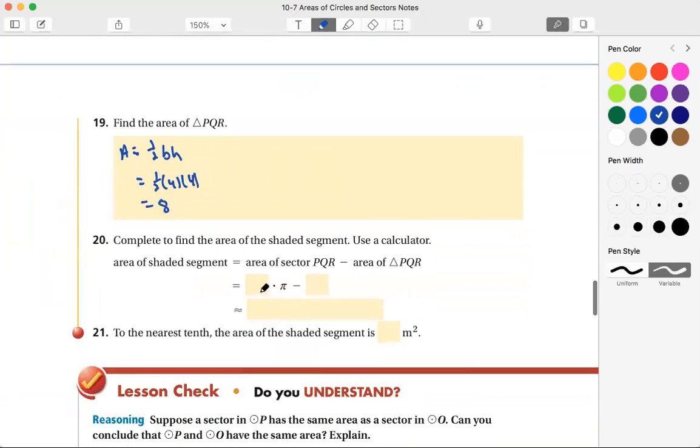So the area of the shaded segment is going to be 4 pi, area of the sector, minus 8, area of a triangle. And that's actually the answer. On the calculator, we get 4.566370614, which is about 4.6 meters squared.